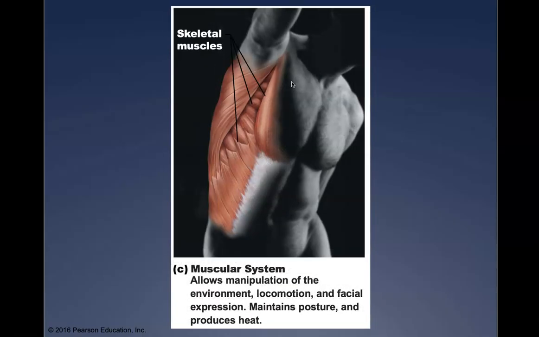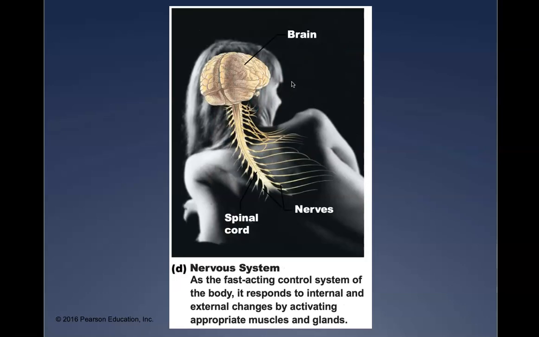The muscular system, of course, is going to allow us to manipulate our environment with movement, with locomotion, okay? It's also going to allow us to do things like facial expression, maintain posture. And when our muscles contract, they produce heat as a byproduct. So it also helps us to produce heat.